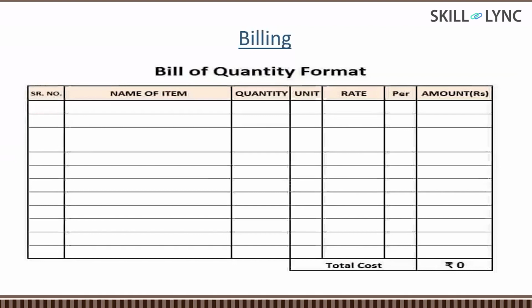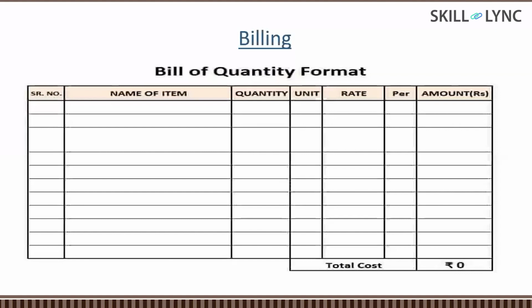Suppose steel is there: the unit is in kilogram or in metric ton. Then the rate will vary. That is why we have to give very much importance to the unit. The rate will be predefined as per the contract. Okay. Then the amount will come.